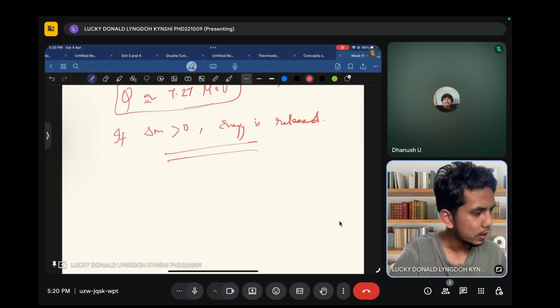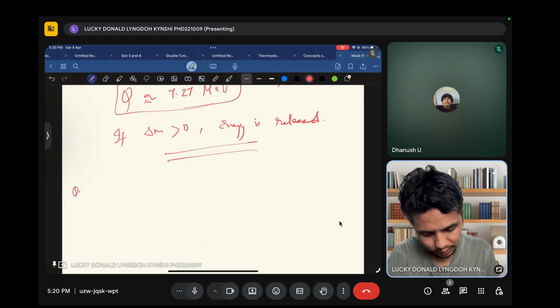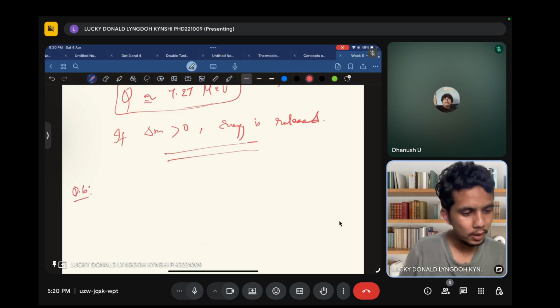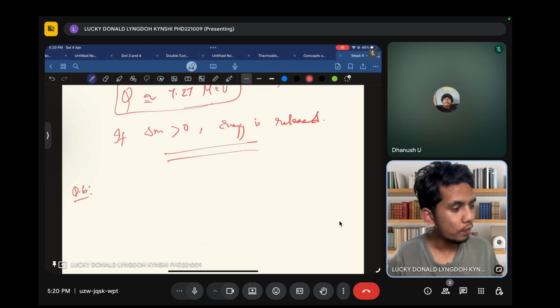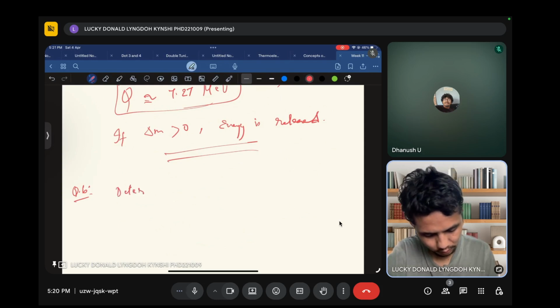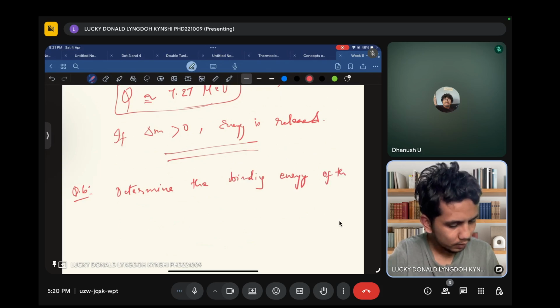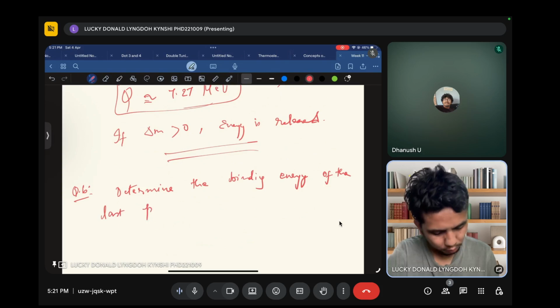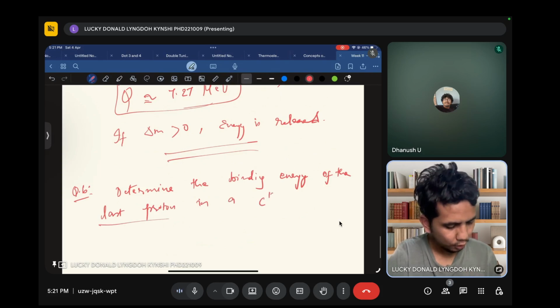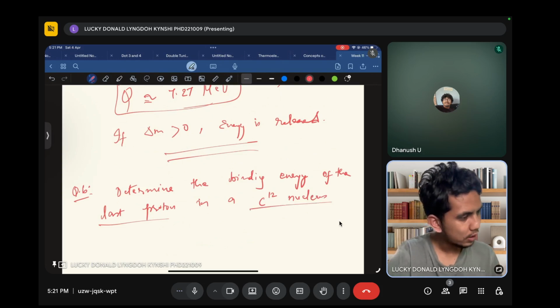Now the question number B, in the same question 1 set, says: determine the binding energy of the last proton in the carbon-12 nucleus. Remember this is a proton in a carbon-12 nucleus. So you have a carbon-12 nucleus and you have to find out what is the binding energy of the last proton.